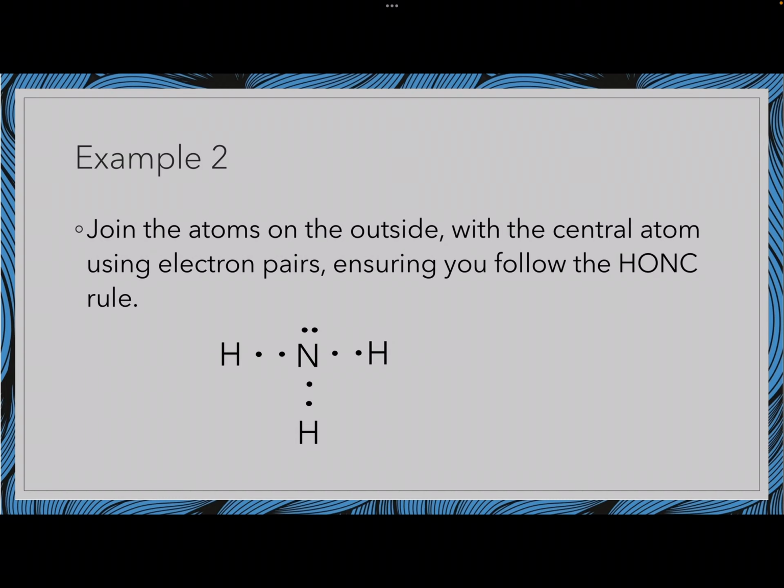Okay, so hydrogen wants to form 1 bond, nitrogen wants to form 3, so I'm going to form them like that. Now the reason I've drawn it this way is to make it easier for you to see, but once you do it a few times, you start to get a feel for how they're going to be arranged. So that's our Lewis dot structure for ammonia.